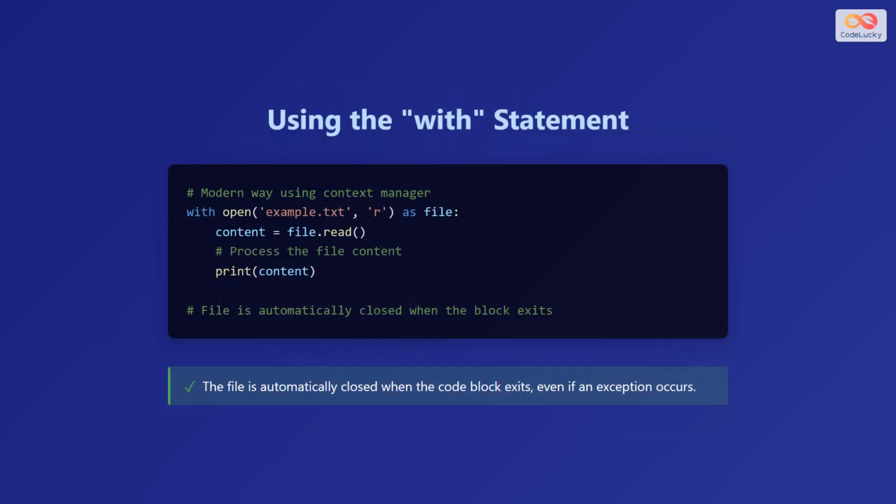Now let's look at the modern way of file handling using a context manager with the with statement. Here we open the file using the open function with the with statement, which automatically assigns the file object to the variable file. Within the with block, we read and process the file content. The file is automatically closed when the code block exits, even if an exception occurs. This makes the code cleaner and more reliable.